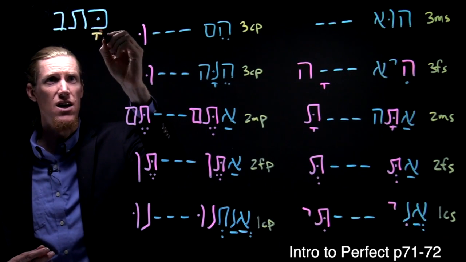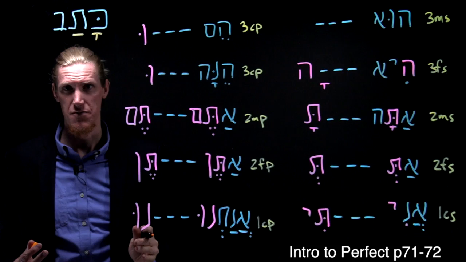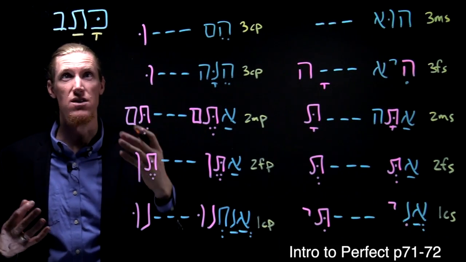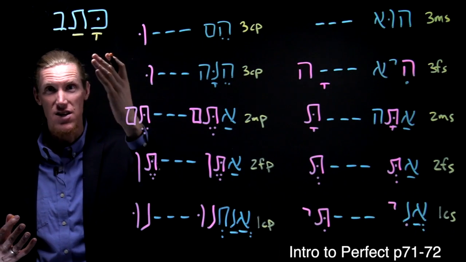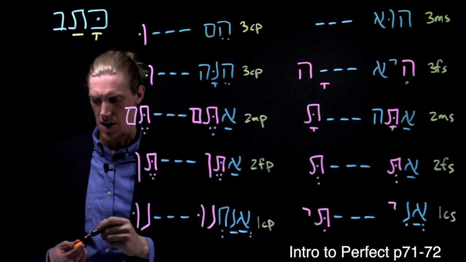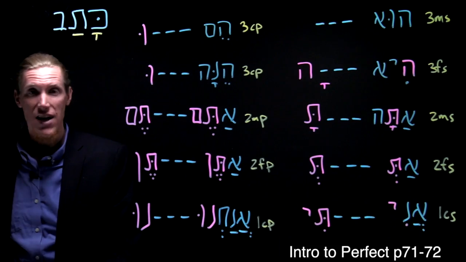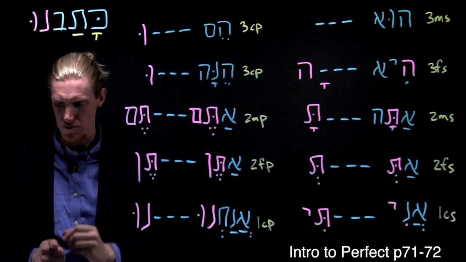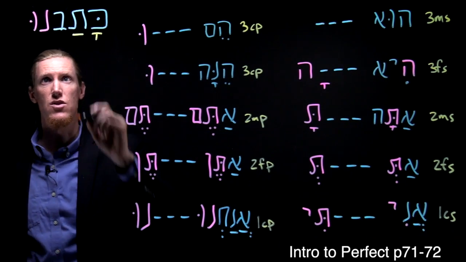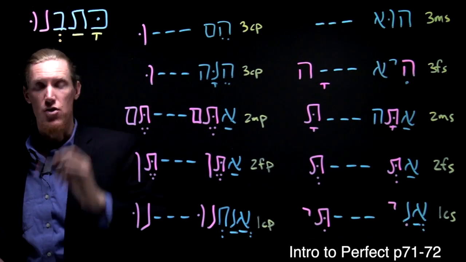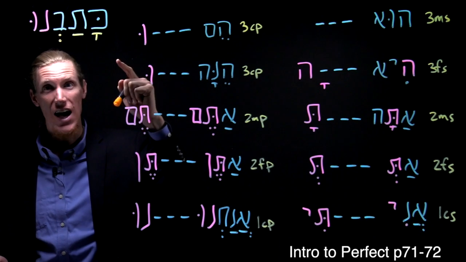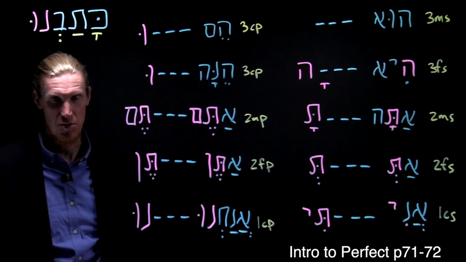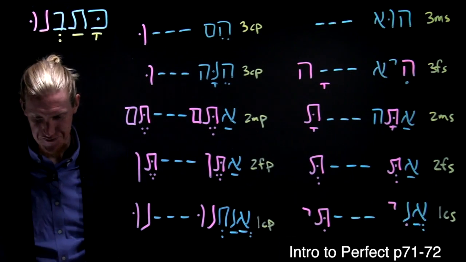We add a series of vowels which allow the word to be spoken. So now it's katav. And then we add endings of various kinds to nuance the meaning further. So now we have katavnu. We'll come back to that at the end if I remember, and we'll tell you what it means.